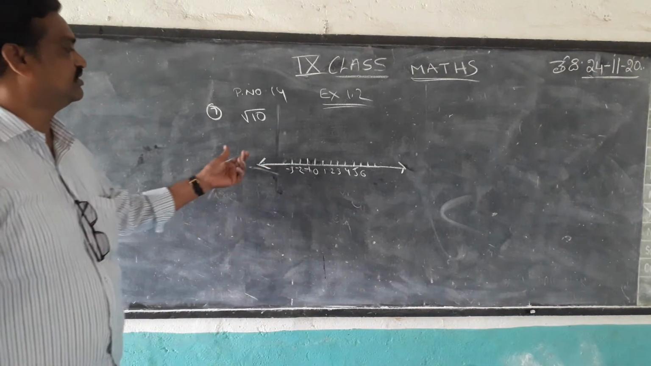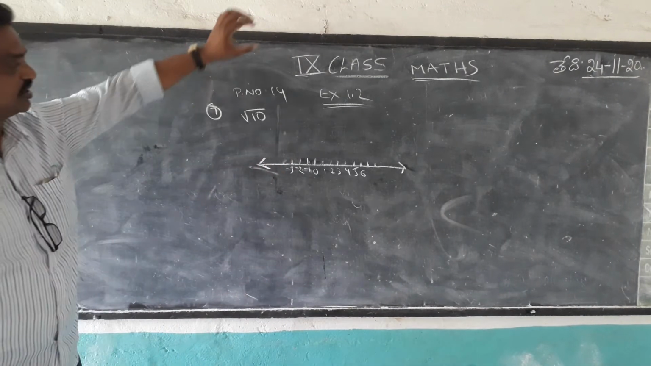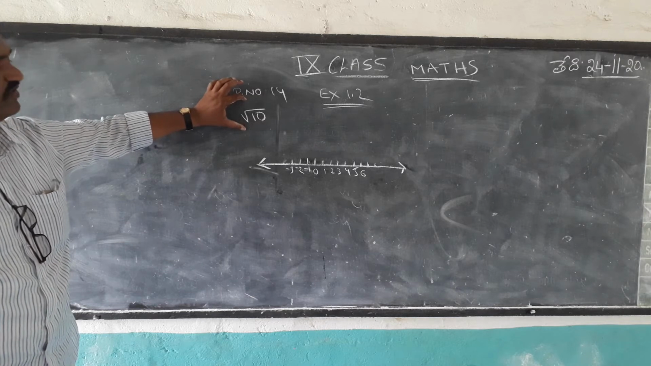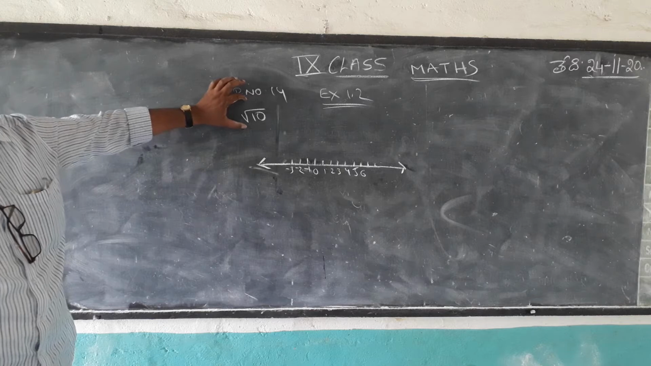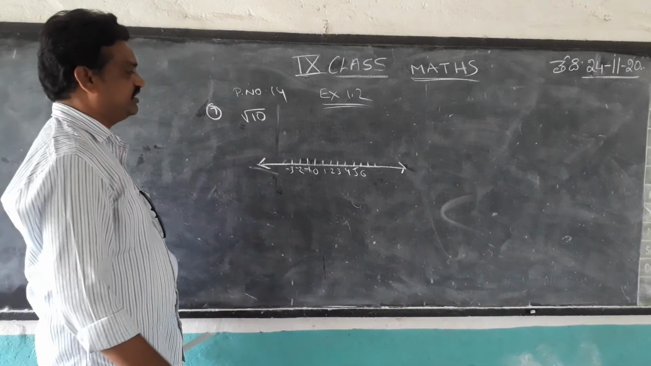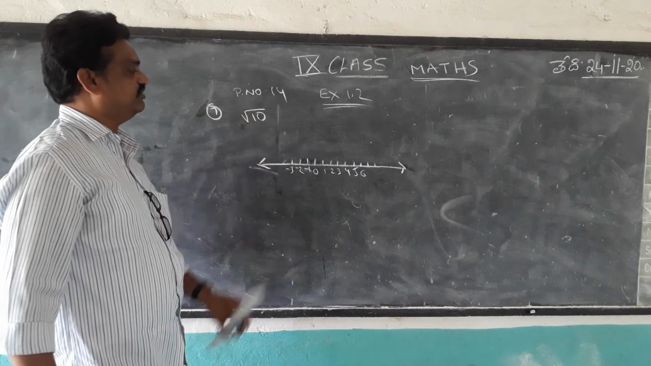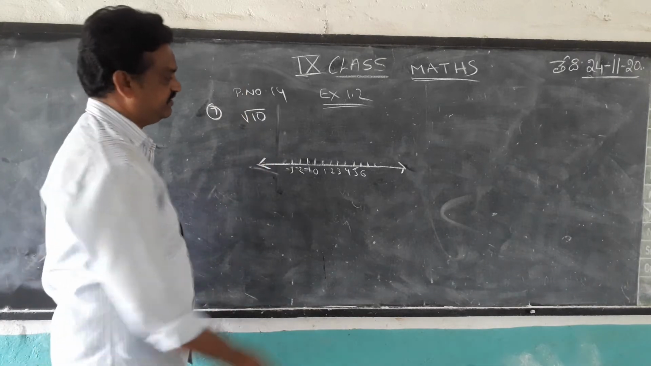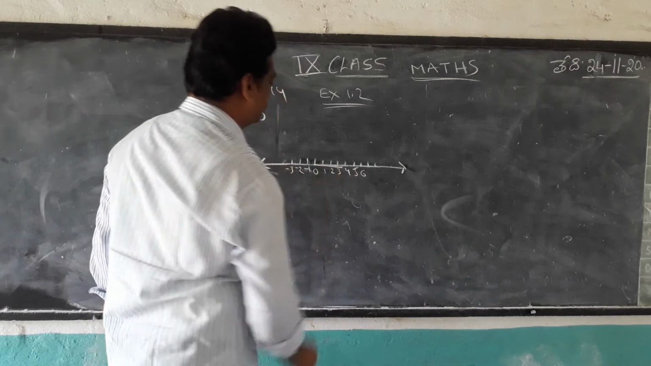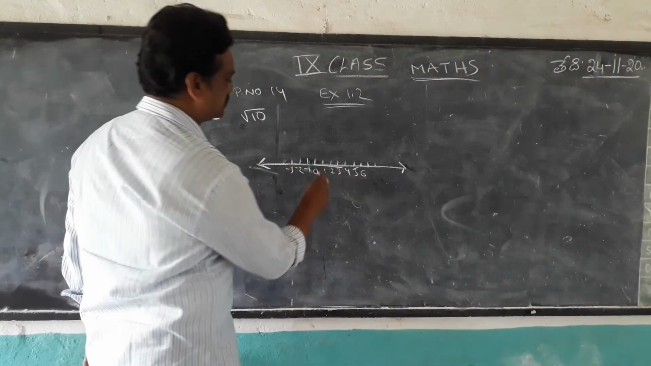First of all, we draw a number line. Root 10 means after root 9. Root 10 value is greater than root 9. We know that root 9 value is 3. Therefore, root 10 value is definitely after 3. First of all, you have to take length 3 units.